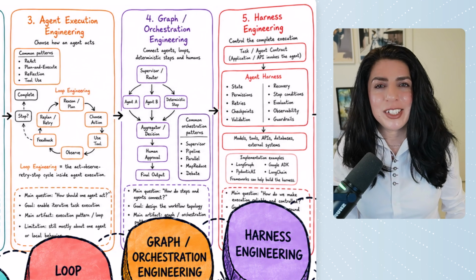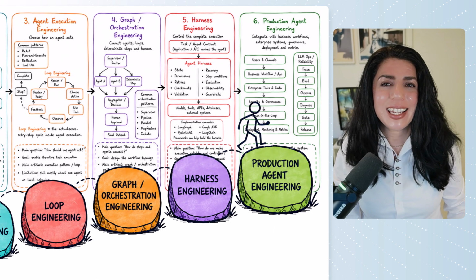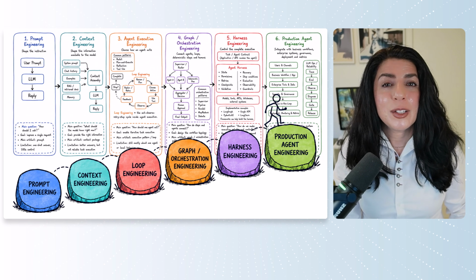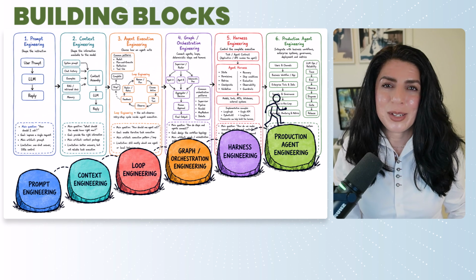Loop engineering, graph engineering, harness engineering, and evals (evaluations) for AI agents are some of the biggest AI agent buzzwords right now. But they didn't go viral and become popular because they are complicated or magical. They're actually very simple building blocks.